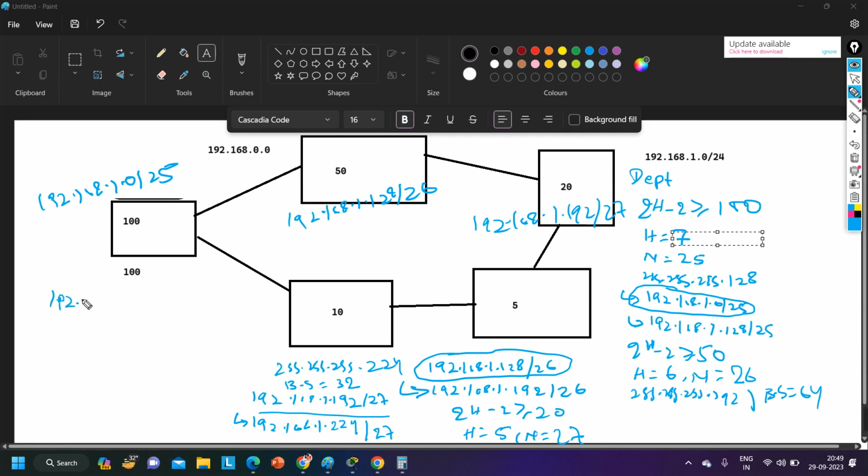This time my main network is this one, 192.168.1.224/27. I need 2 to the power h minus 2, how many valid hosts? 10. So what should be the value of h? 4. Then n will be 28. If n is 28, the subnet mask will be 248. Very good. Block size?